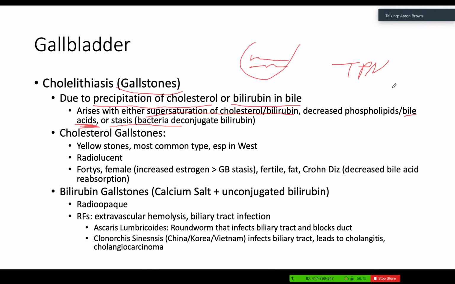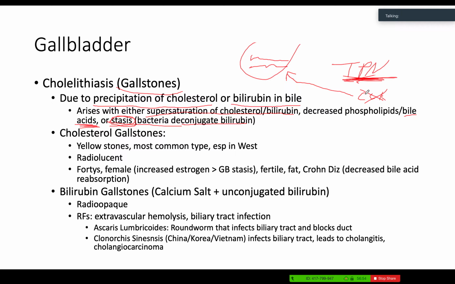Things like this are going to increase our level of CCK. If we're getting all of our nutrition through our veins, we're never going to have any CCK elevation. CCK will never be elevated, so CCK cannot cause a contraction of the gallbladder, and everything in the gallbladder is just going to hang out there. In that stasis, we will have bacteria living in there that end up causing deconjugation of bilirubin. We're going to have all that cholesterol precipitating, and so stasis is a big, big problem in our patients that are, say, in the ICU, and they're on TPN for a long time.